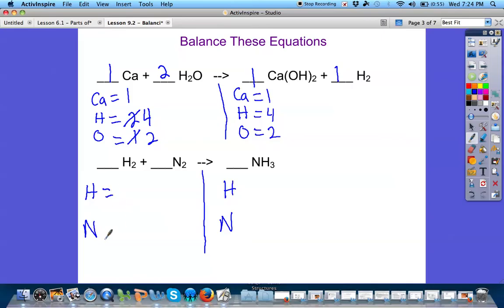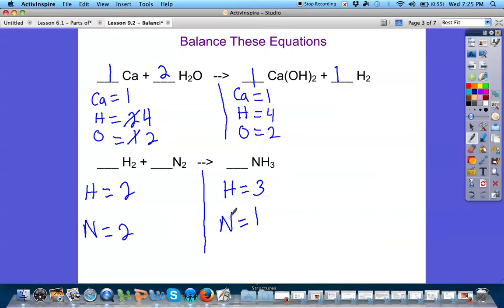Then we have hydrogen reacting with nitrogen to form ammonia, NH3. So we have 2 hydrogen and 2 nitrogen in our reactants. We have 3 hydrogen in our products and 1 nitrogen. Okay, so again, if we look at this, well, we have 2 hydrogen over here, we have 3 over here. Is there anything that I can multiply by the 2 to get 3? No. Is there anything I can multiply by the 3 to get 2? That's a whole number. No.